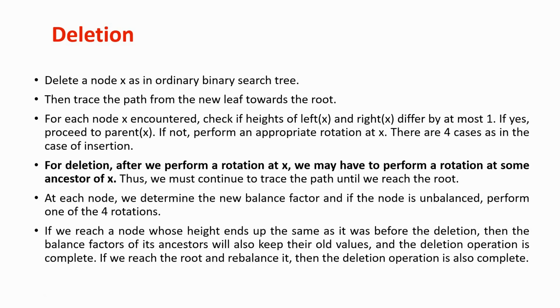But the problem is that we don't stop just at the pivot. We have to go up towards the root. So we have to perform rotation at some ancestors of X. We must continue to trace the path until we reach the root. At each node we have to determine the new balance factor, and update the balance factor or update the height. And if the node is unbalanced, we have to perform one of the four rotations. If we reach a node whose height ends up the same as it was before the deletion, then the balance factor of its ancestors will also keep their old values, and the deletion operation is complete. So if you get to a node whose height didn't change after deletion, then you can stop the process. If you reach the root and rebalance it, the deletion operation is also complete.